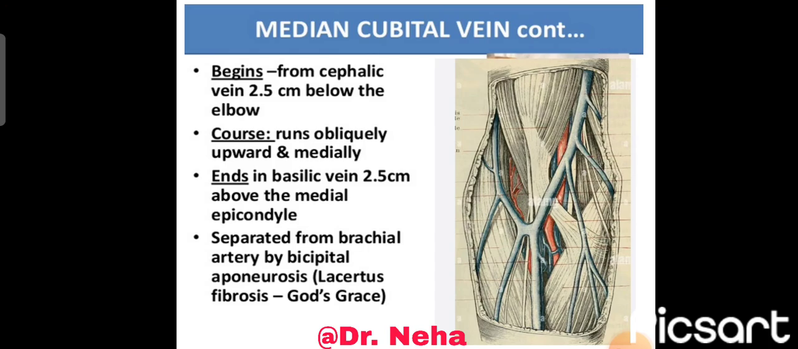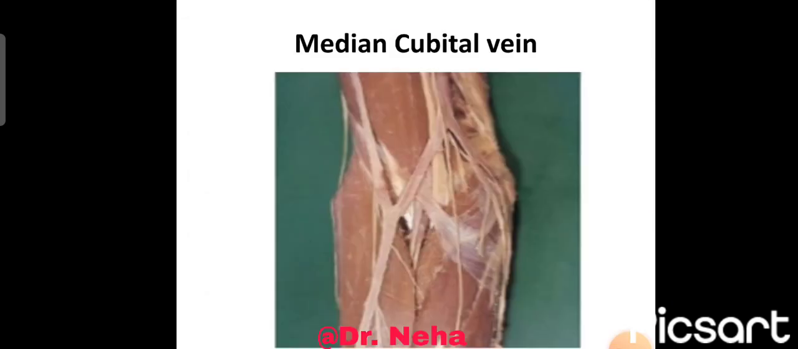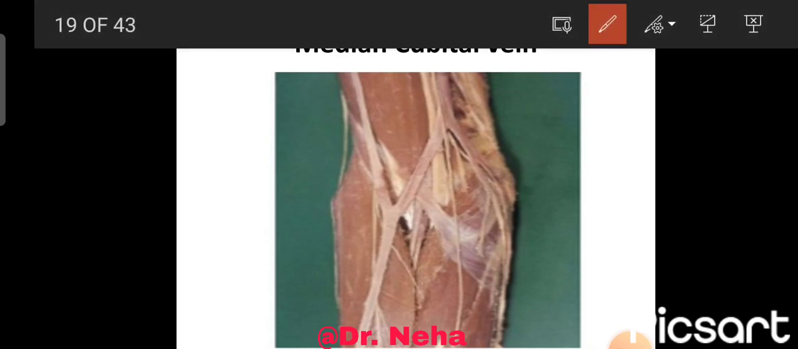It is separated from the brachial artery by this bicipital aponeurosis. This is termed as lacertus fibrosus or the God's grace. So in this we can see the bicipital aponeurosis and the median cubital vein. So this is the bicipital aponeurosis and this is the median cubital vein. This one is the cephalic and this is the basilic vein.